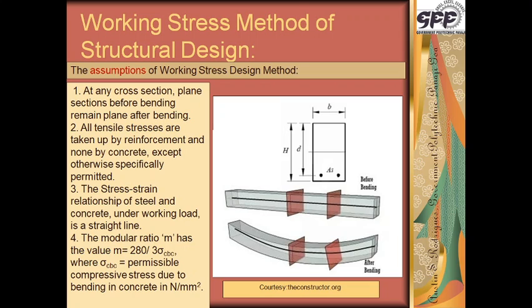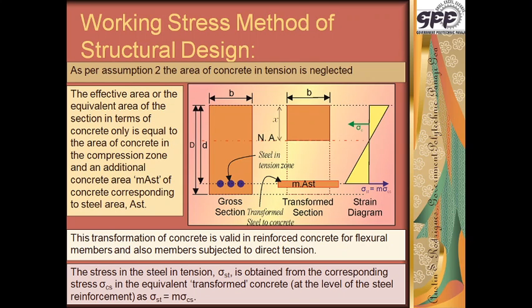And the modular ratio, giving a connection between the two stresses, has been defined as 280 upon 3 sigma CBC. Now, as per assumption 2, the area of concrete in tension is neglected. Now look at the beam. When I see the beam cross section, B is the width, D is the depth from the top to the centroid of the tension steel provided. Now this is the actual gross section.